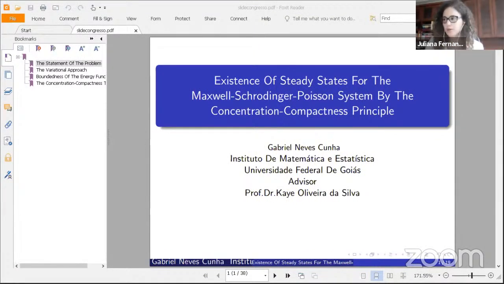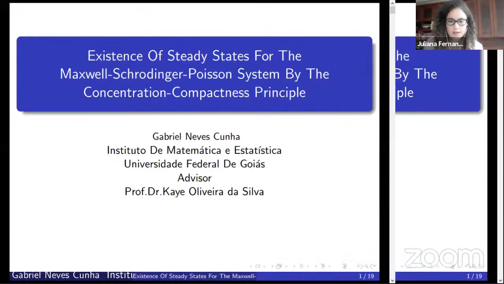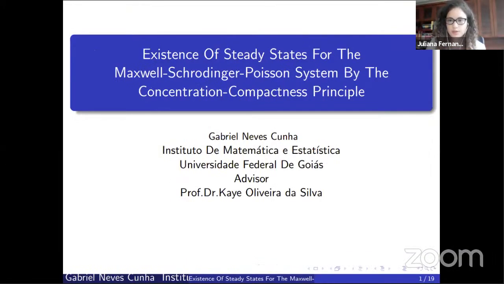And I think we continue now our session of contributed talks. It's also my pleasure to introduce the next speaker, Gabriel Cunha. Today, Gabriel is going to talk about the existence of steady states for the Maxwell-Schrödinger-Poisson system by the concentration-compactness principle.